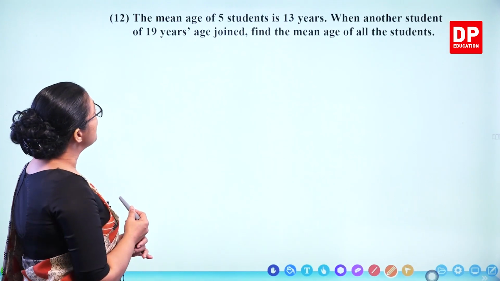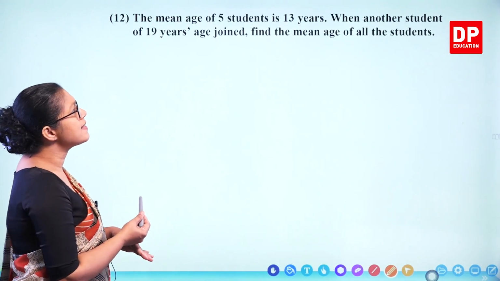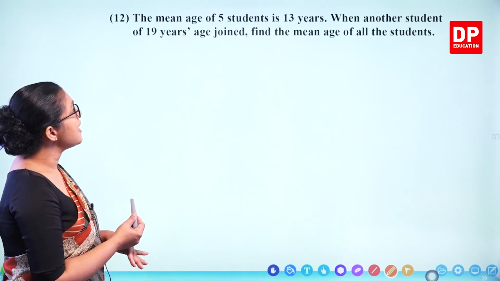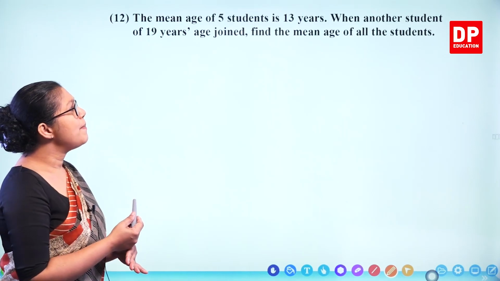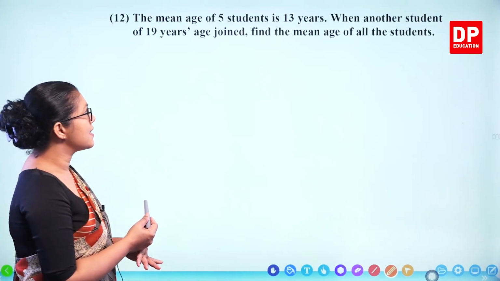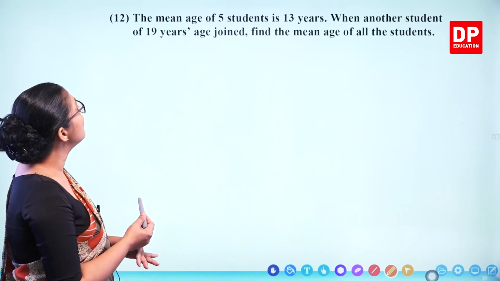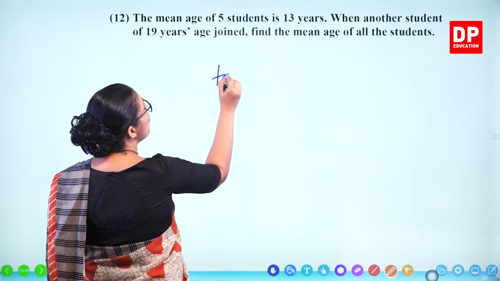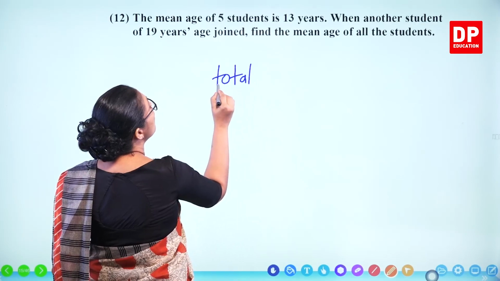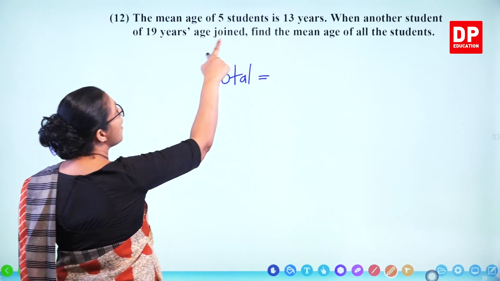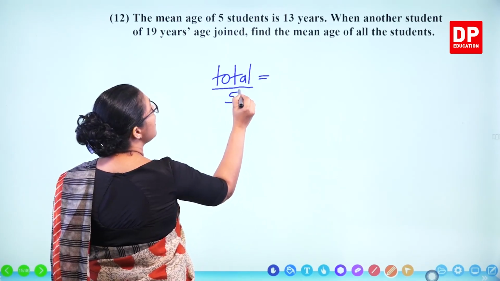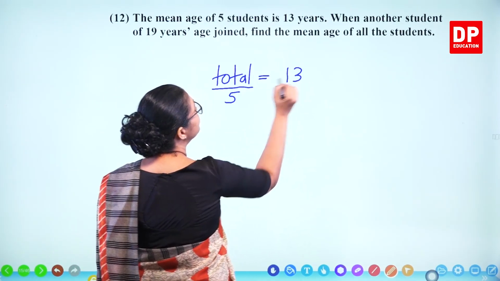Question number 12. The mean age of 5 students is 13 years. When another student of 19 years age joined, find the mean age of all the students. So what's the total age of 5 students? So total is equal to 5 times 13 because total divided by 5 is the mean value.